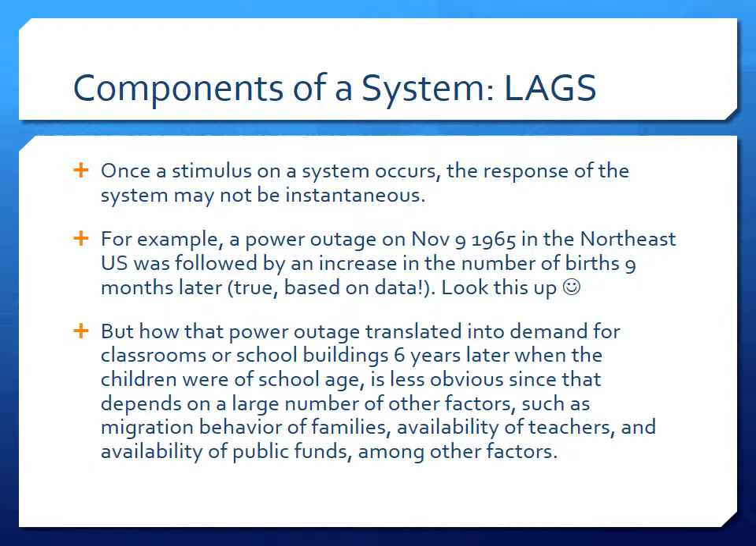Now, how that power outage translated into higher demand for classrooms or school buildings 6 years later when the children were of school age is less obvious, and it's more complex because that depends on a larger number of factors, such as migration, behavior of families, the availability of teachers, the availability of public funds, among other factors. So these are a couple of examples of using lags to understand what could happen. The 9 month lag, in this case, worked pretty well. The 6-year lag is a little bit unclear.